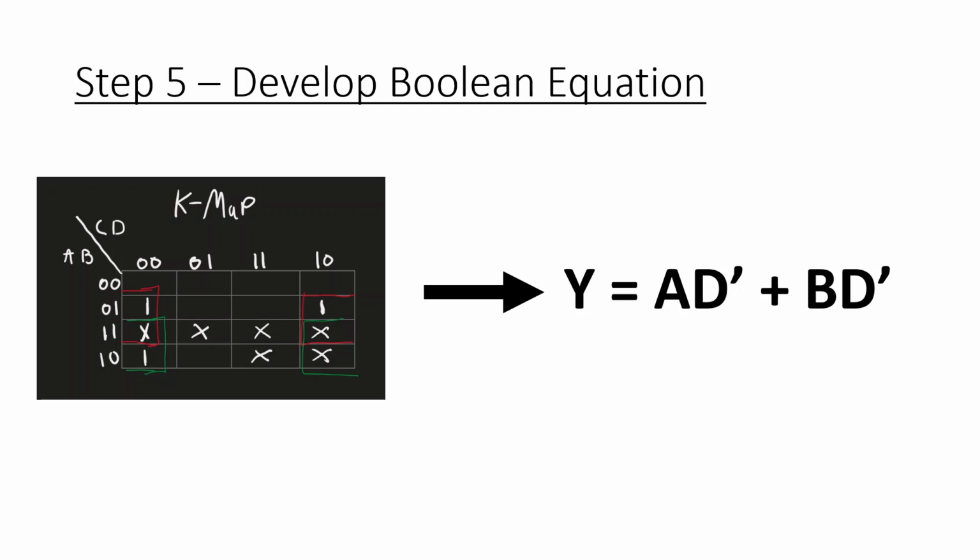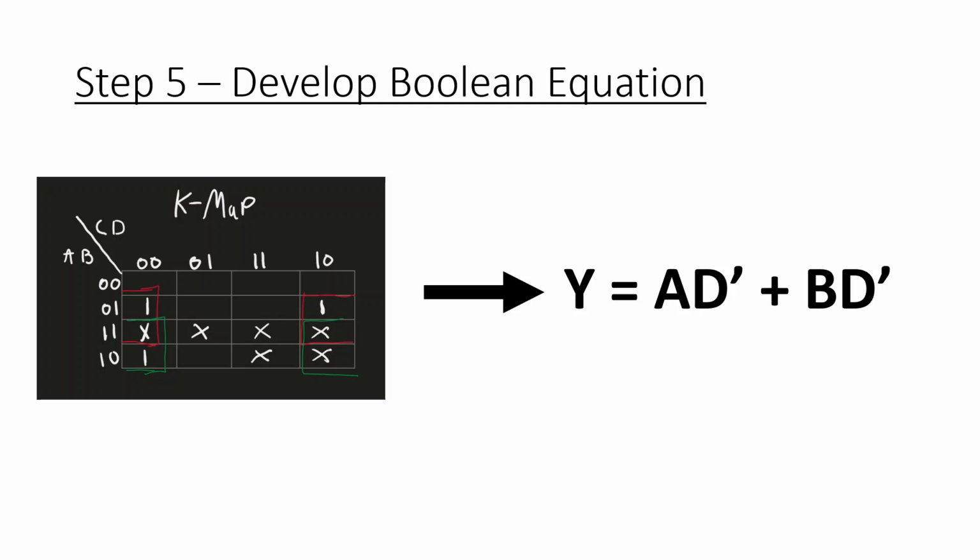If we take a look at the green group, A stays consistent, and it is high, so we write down A, and D is also consistent, but it is low, so we write D prime. The other two values, C and B, change, so we discard those. That creates the first AND on the left side of the equation.